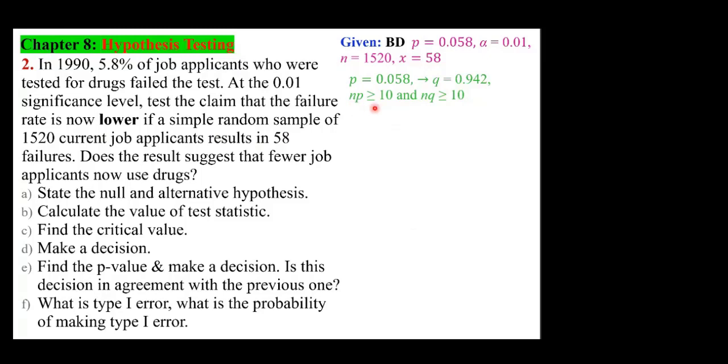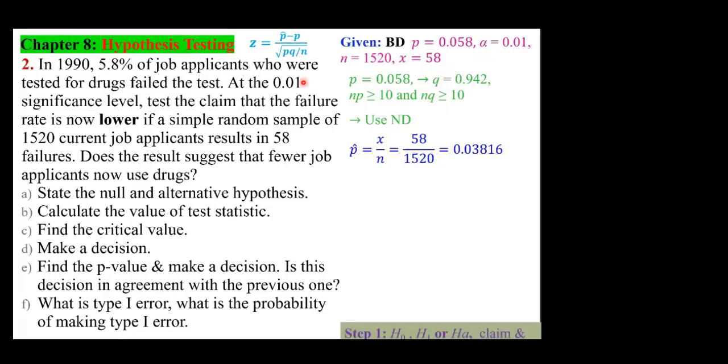The products np and nq, if they are large, mean we can use the normal distribution. Now, how large? In some texts, they go with 5. In some texts, they go with 10. And the two are way larger than 10 in this case. Also, we need to calculate p hat, which is x over n. This is the test statistic for proportion: z is p hat minus p over the square root of pq over n. So we are ready to move on.